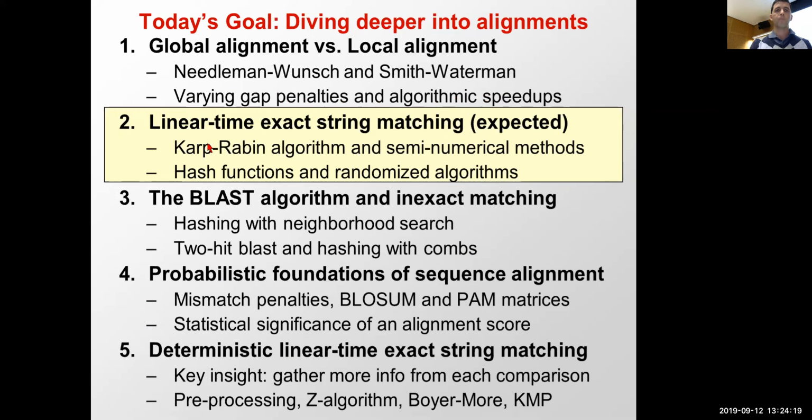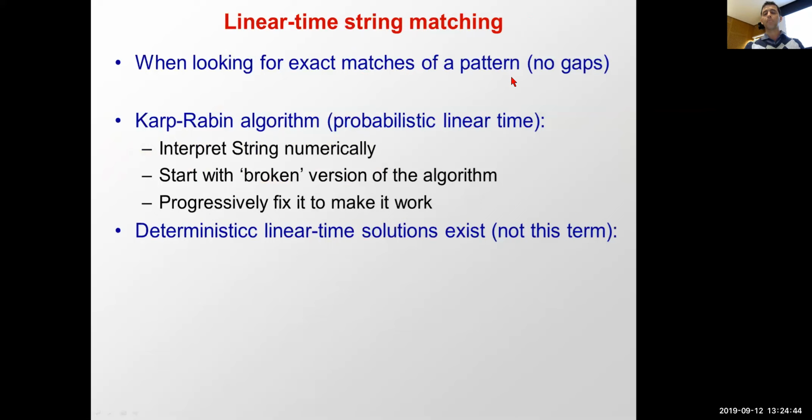Now we're gonna shift gears completely. Now we're gonna basically look at a completely different paradigm for doing alignments. And this is gonna be allowing us to go beyond the quadratic time to a linear time alignment, okay? So we're gonna look at the Karp-Rabin algorithm and how we can actually interpret these alignments numerically, okay? But then the idea is when looking for exact matches of a pattern, i.e. no gaps, the Karp-Rabin algorithm interprets these strings partly numerically, and we're gonna start with the broken version of the algorithm and then progressively fix it to make it work.